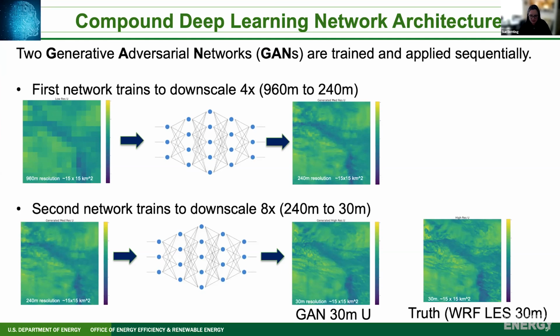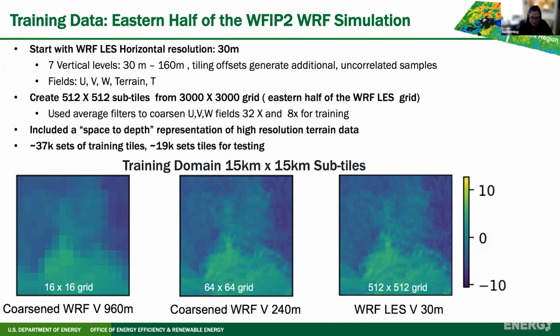For testing and training, we used data from the eastern half of the WRF LES simulation that we saw on the second slide. The image from that slide is in the upper right corner of this slide, just as a domain reminder. Now the horizontal resolution of the WRF LES is 30 meters. The temporal resolution is 3 minutes. We set aside every third LES file for testing. We used 7 vertical levels of the LES corresponding to the layer of interest to the wind energy community, which is about 30 meters to 160 meters.